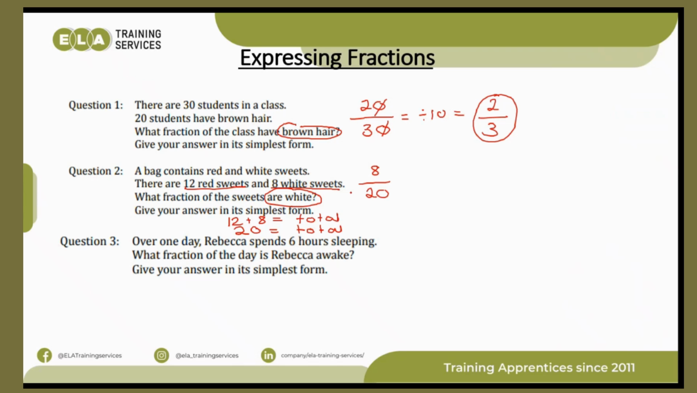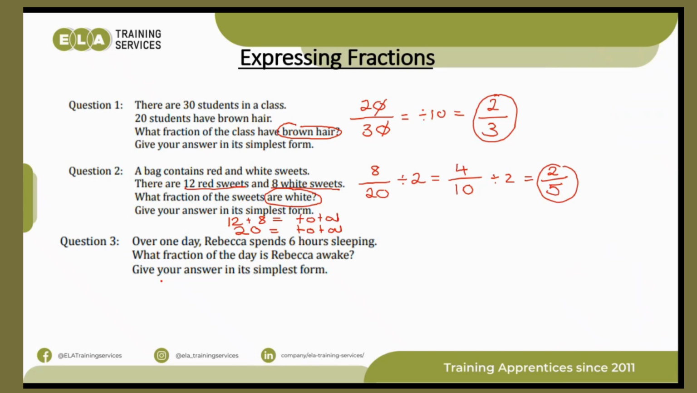Now, here, both numbers are even, so we can divide by 2. So 8 divided by 2, or half, is 4. Half of 20 is 10. Now, can we get that any further? Can we half them again? Yes, we can. So 4 divided by 2, or half, is 2. 10 divided by 2, or half, is 5. So our answer is 2/5.